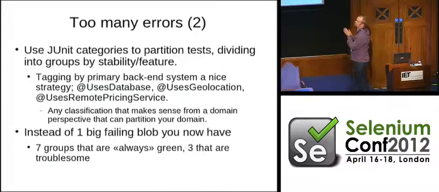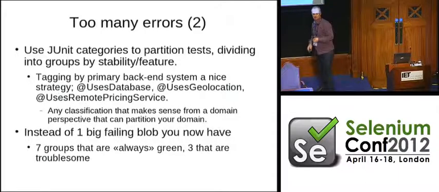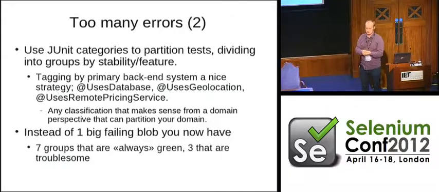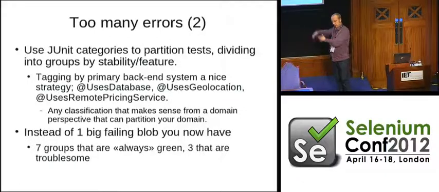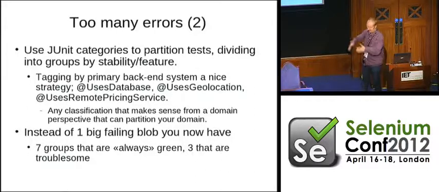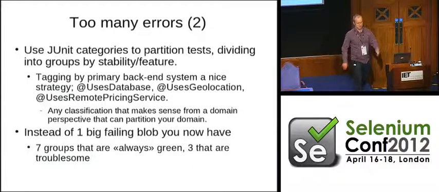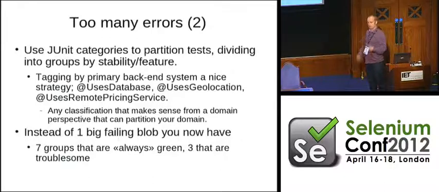I'm a Java developer, but this applies to most of the other test technologies too. You can use stuff like JUnit categories, testing groups, to tag tests and try to partition your whole domain into groups, more or less by stability. So instead of one large blob of tests with a random set of failing tests, you can split them so that some of them are always green. And if they fail, you know right away that something is seriously wrong. And some of the more troublesome can be isolated, so you can manage to keep focus on what is important and what is not important.